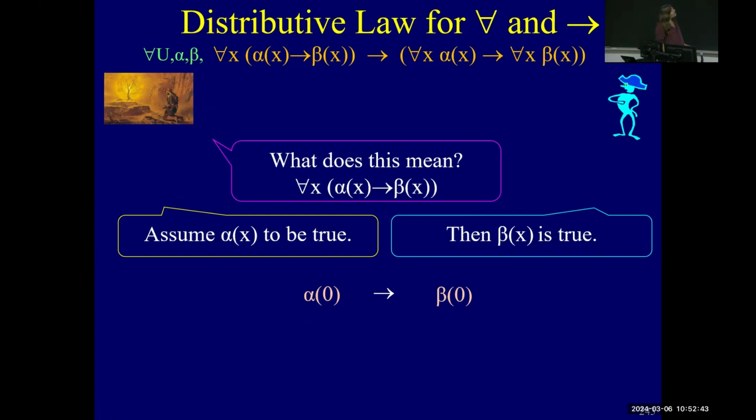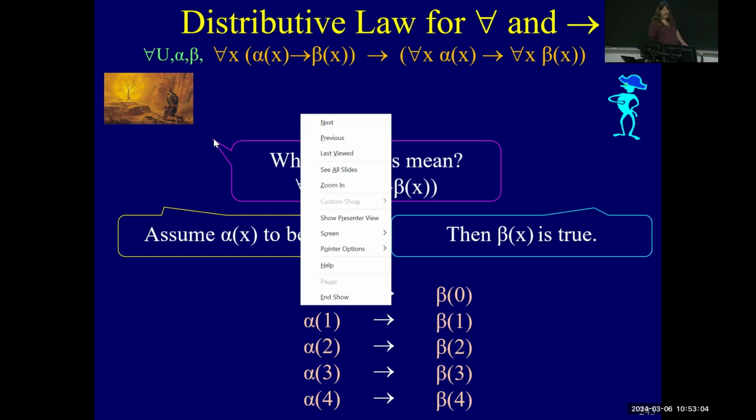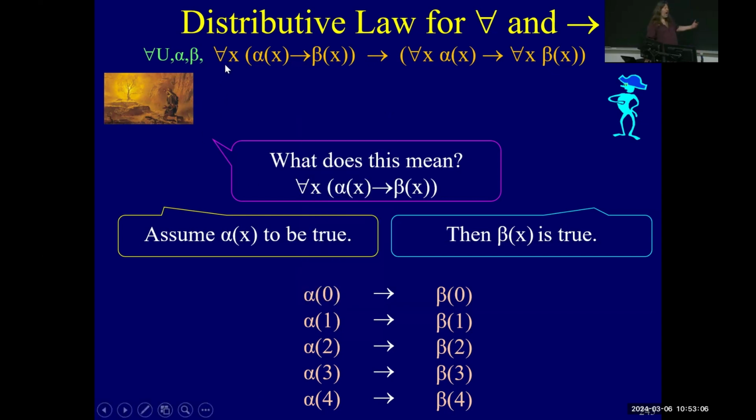So what does this mean? Well, it means for all x, that's the case. If alpha is true for 1, then beta is true for 1. If it's true for 2, then beta is true for 2. We get all of these as separate statements. Everybody see that's what we're given? We're given that for each object, if alpha is true for that object, then beta is true for that object.